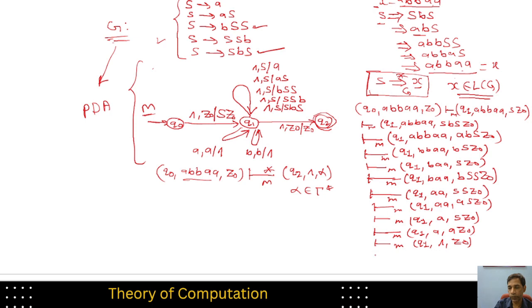Now from this configuration, your machine goes to the state Q2 and input is null. From Q1, top becomes Z0, so you can go to the state Q2. Remaining input to be read is null, and we are not going to change the top. And this is actually the final configuration.